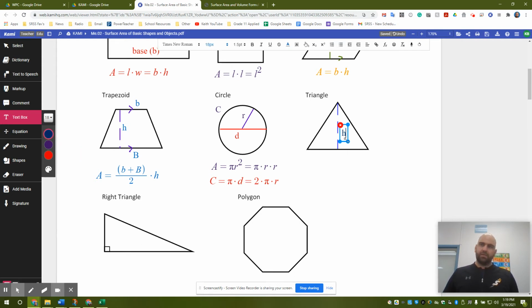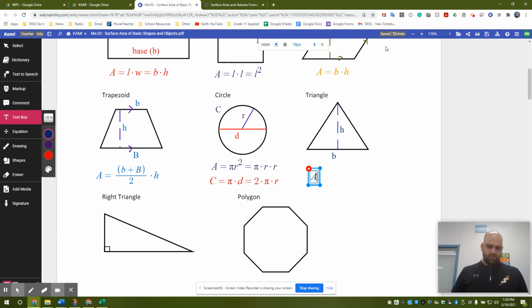Okay, so this is our height right there. It is the distance from the peak to the base. And this right here is the base, the distance all the way along. That is our base. To find the area of a triangle, it is base times height divided by 2.